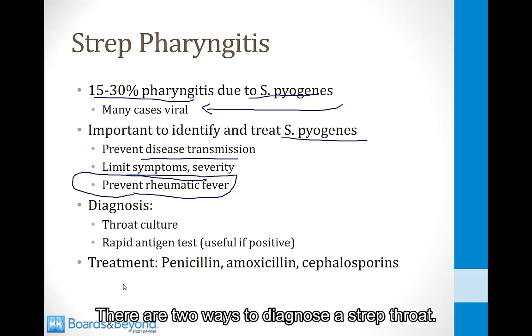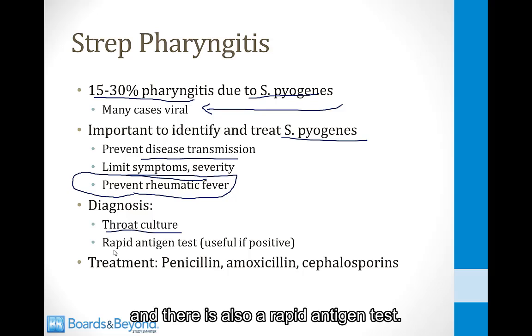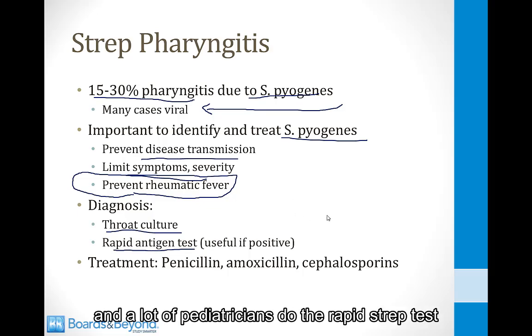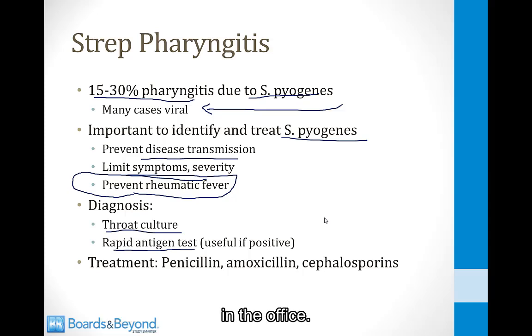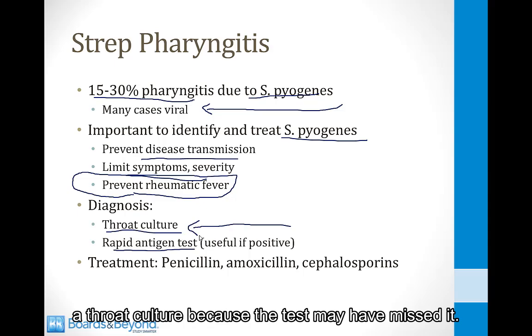There are two ways to diagnose a strep throat. You can diagnose it by a throat culture, and there is also a rapid antigen test. It's about 75 or 80% sensitive. So if it's positive, you can go ahead and treat. A lot of pediatricians do the rapid strep test in the office. If it's negative, you still often have to send a throat culture because the test may have missed it.